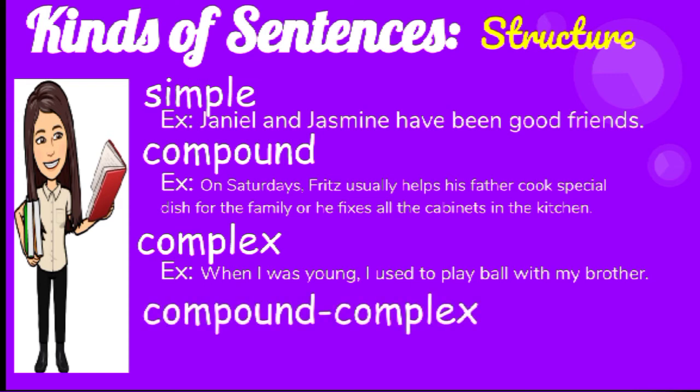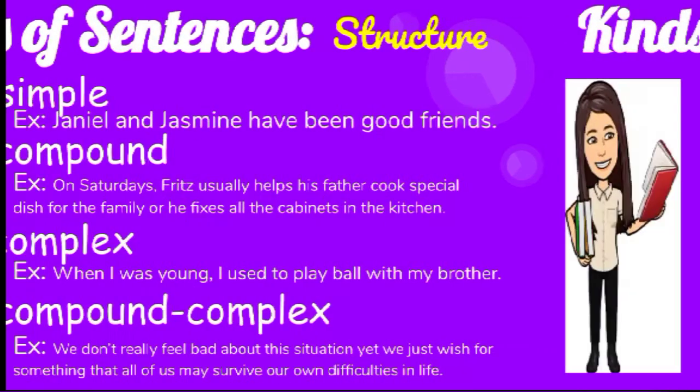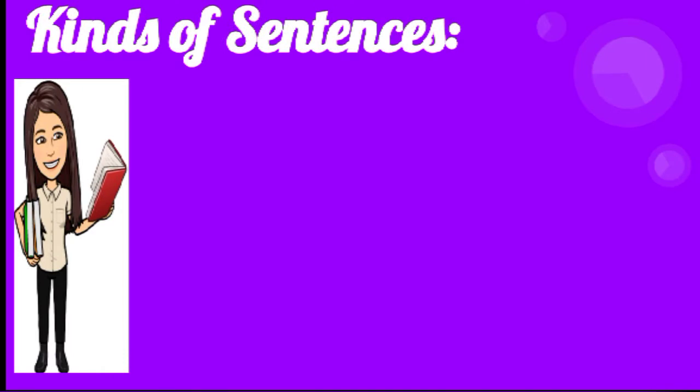Last one is a compound complex sentence. Example, we don't really feel bad about this situation, yet we just wish for something that all of us may survive our own difficulties in life. So those are the kinds of sentences according to structure. Now, let's have the kind of sentences according to their function.